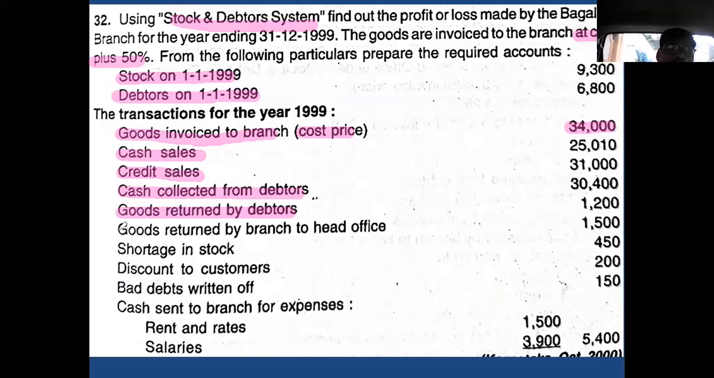Okay. Then goods returned by branch to head office. Goods returned by branch to head office. Hurry up. Where will you write?